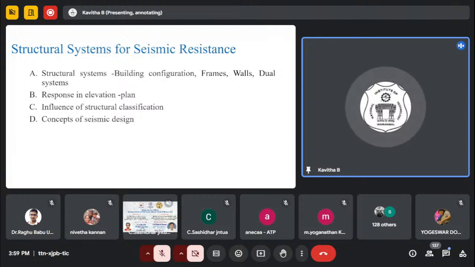First, we will see about planning stage. Whenever you are designing a building, concentrate more on building configurations. This configuration is nothing but, if you see from the plan or elevation, how it's going to look like, whether it is having a regular pattern or irregular. Those things you can easily do in the planning stage so that your building can easily resist the seismic loads. So these things you will see one by one.